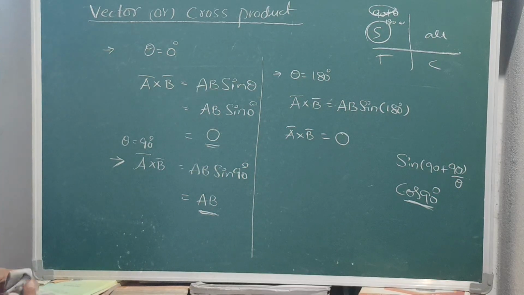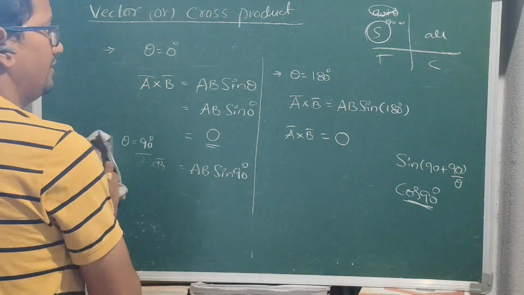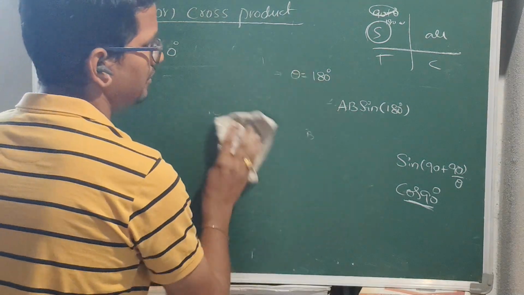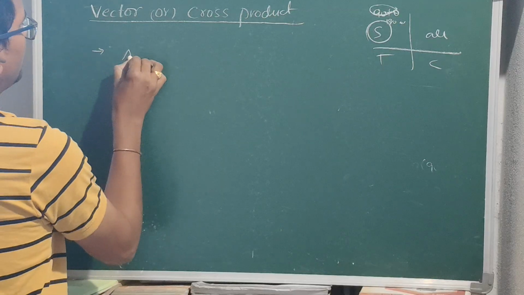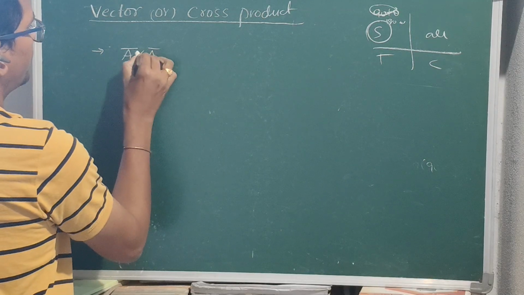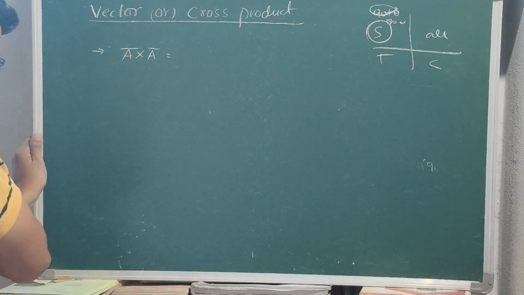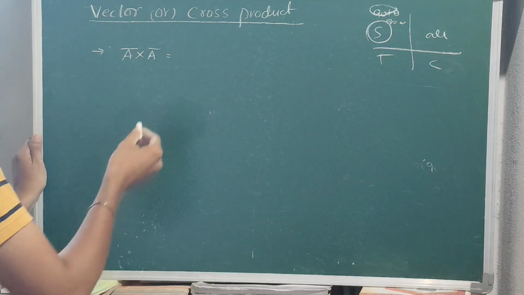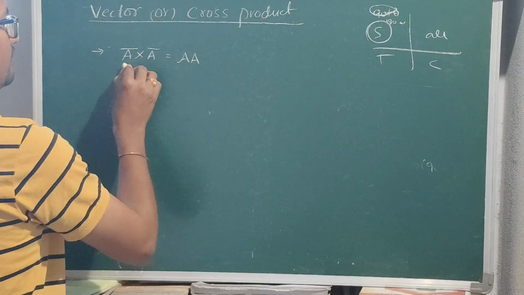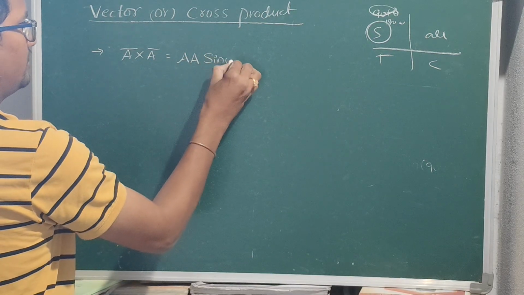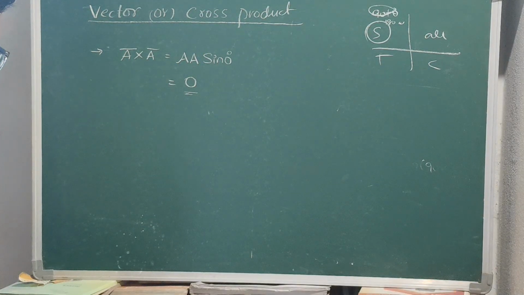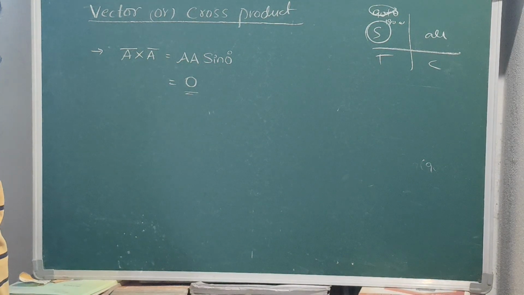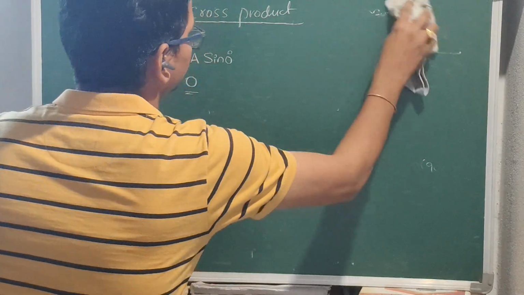Next one. What about a bar cross a bar? Then what happens? a bar cross a bar is a into a sine theta. Those are parallel. Parallel means sine 0. What is the sine 0 value? 0. And next we want to find this in the x coordinate system, y coordinate system, and z coordinate system. We'll discuss.